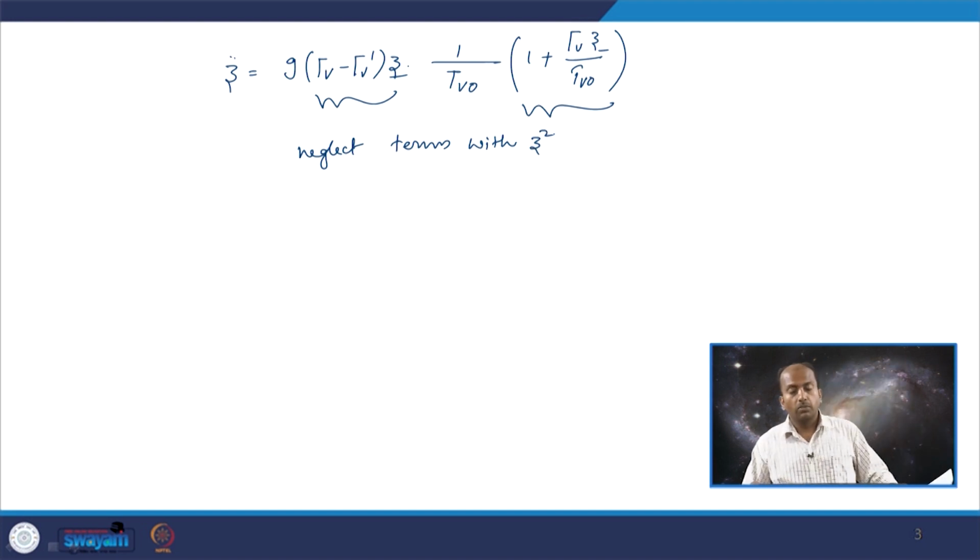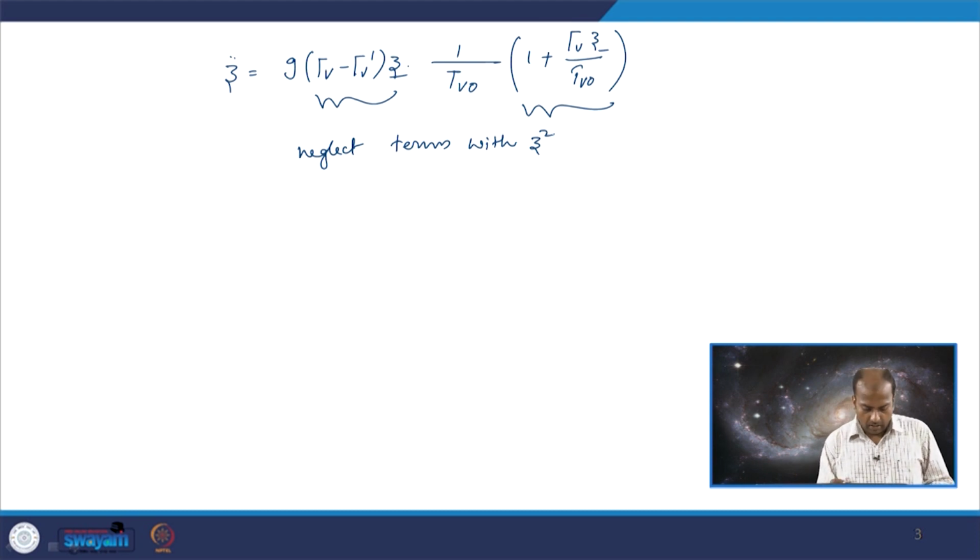Why do you want to neglect terms with Z square? Z itself is very small. So, any incremental displacement from Z equal to 0 is very small, that is the basis of your assumption. Now, if you want Z square to be neglected, you say that Z square is even smaller compared to Z. So, if you do that, then the differential equation is Z double dot equals G by T V0 times (gamma V minus gamma V prime) times Z.